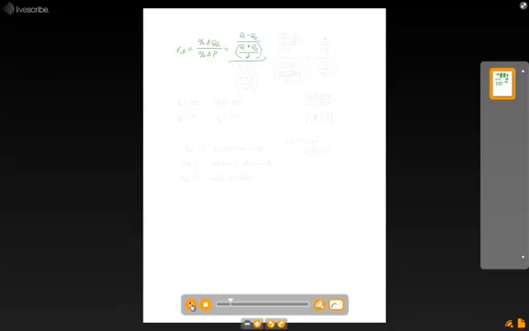Now, to calculate your percentage change in price, you take your price at time period 1 minus your price at time period 0. Divide that by your price at time period 1 plus your price at time period 0, and divide that by 2. And again, put parentheses around your denominator.